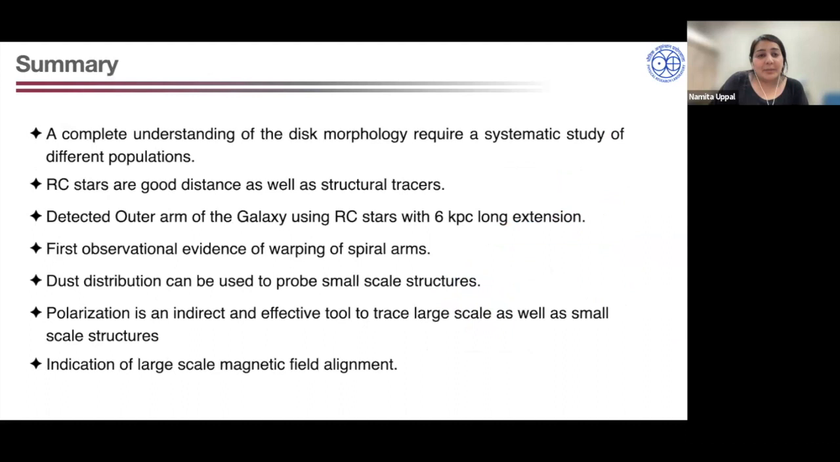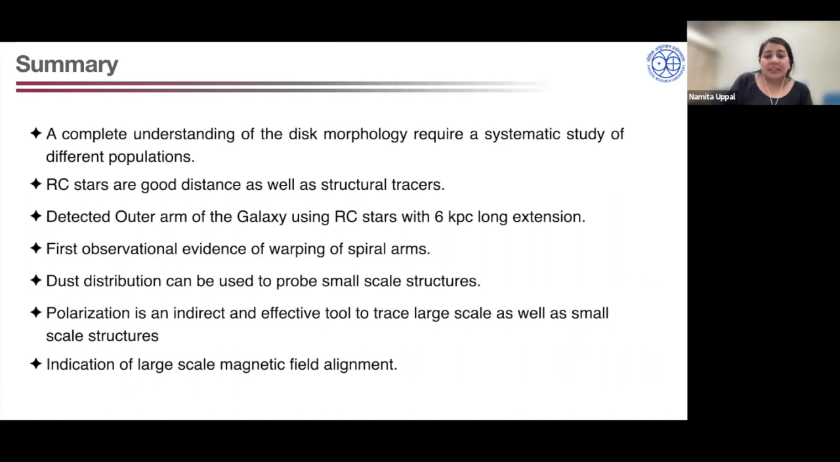So here I'll summarize my talk. To have a complete understanding of the morphology of the disk, we need to study different age populations, their distribution, their chemistry and dynamics, to completely understand what is going on in our galaxy. And here we have shown that RCR, red clump stars, are very good distance indicators as well as structure tracers, and we have found the distant arm of the galaxy, that is the outer arm of the galaxy, with a 6 kiloparsec long extension as compared to the earlier studies.